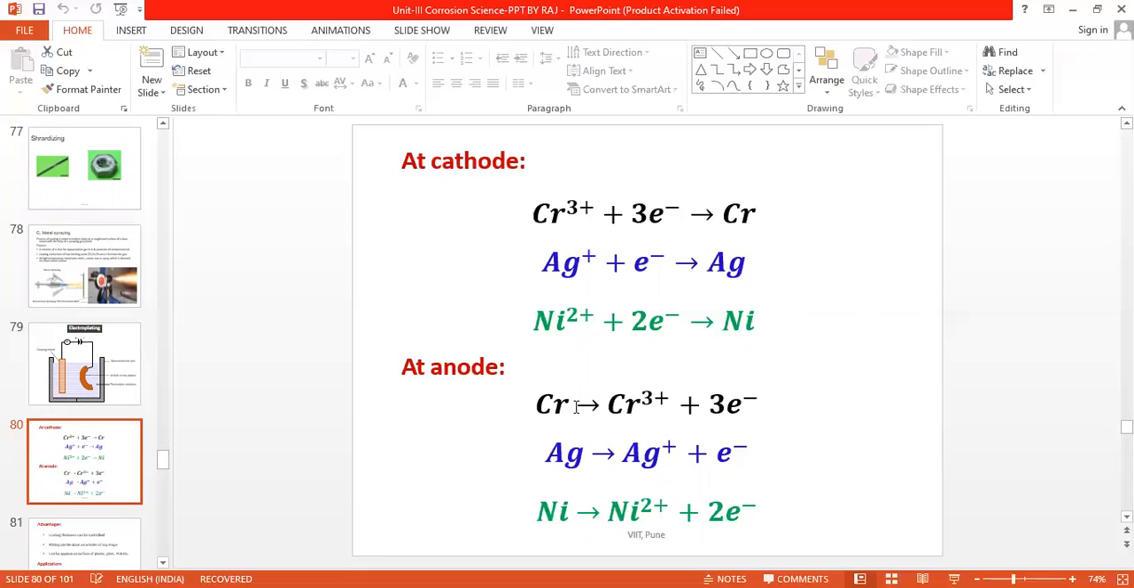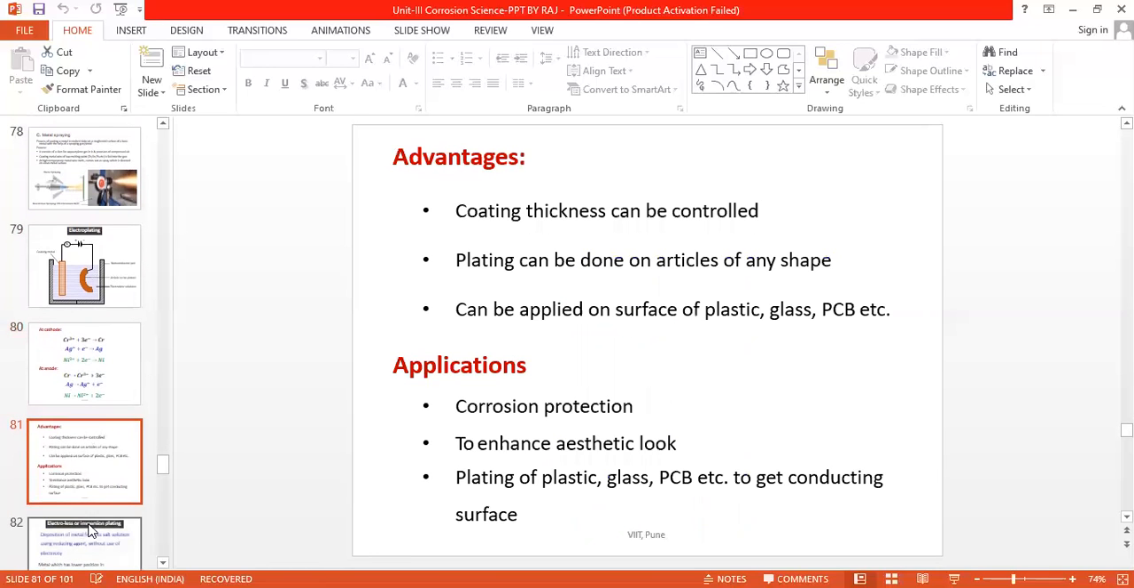At the anode, the chromium will lose electrons, which travel from anode to cathode, and the neutral atoms formed at the cathode get deposited on the metal to be plated or protected from corrosion, and thus electroplating occurs. The advantages: coating thickness can be controlled. Plating can be done on an article of any shape and can be applied on the surface of plastic, glass, printed circuit boards, etc. These are the advantages.